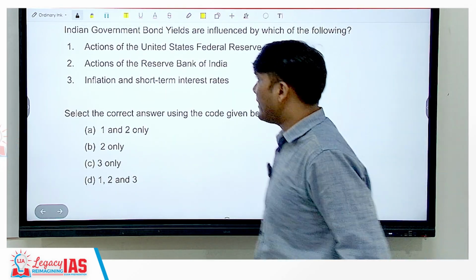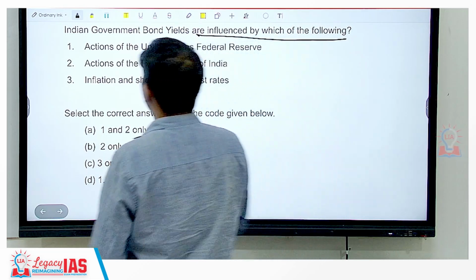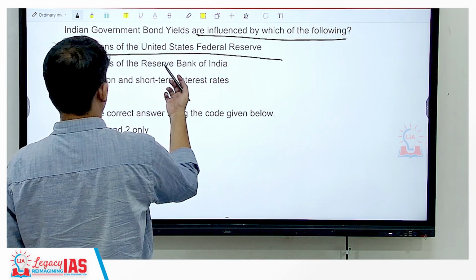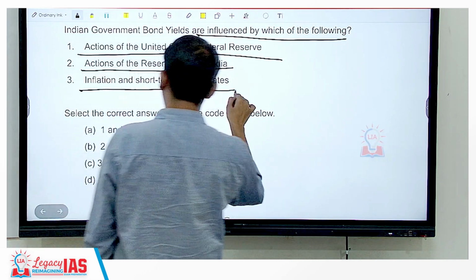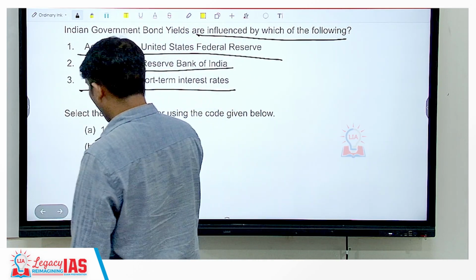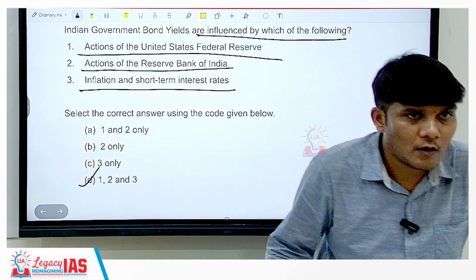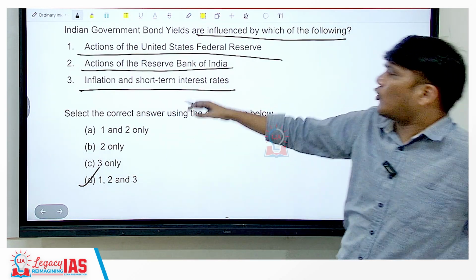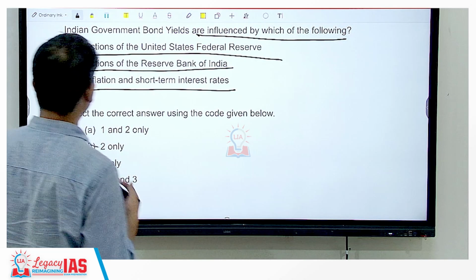Now, Indian government bond yields are influenced by which of the following? Actions of the United States Federal Reserve. Okay. Actions of the Reserve Bank of India, okay. Inflation and short-term interest rates, okay. All of them. Now let us understand how all of them. Okay. So let's start with the easiest one. Inflation and short-term interest rates.